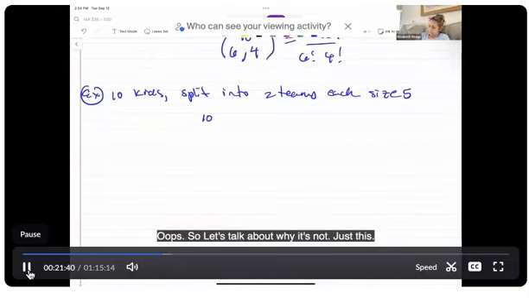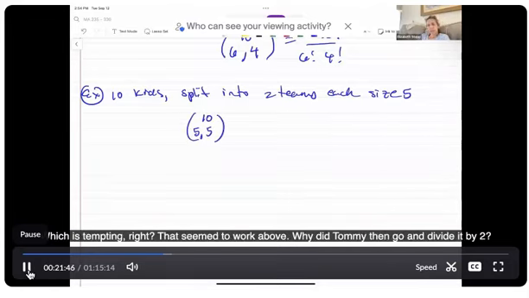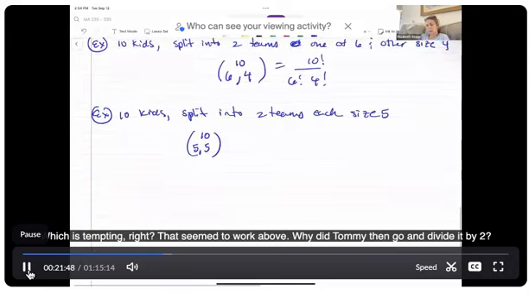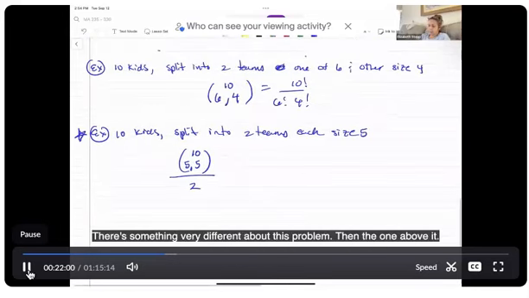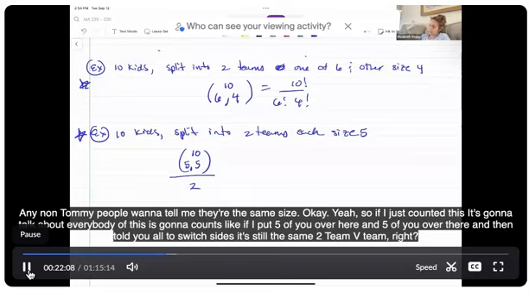So let's talk about why it's not just this, which is tempting, right? That seemed to work above. Why did Tommy then go and divide it by 2? Which is correct. There's something very different about this problem than the one above it. Any non-Tommy people want to tell me? They're the same size. Okay.